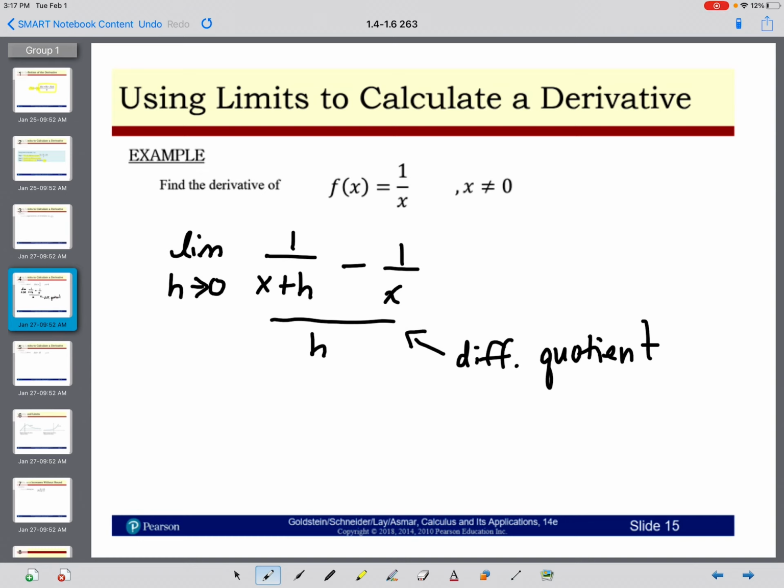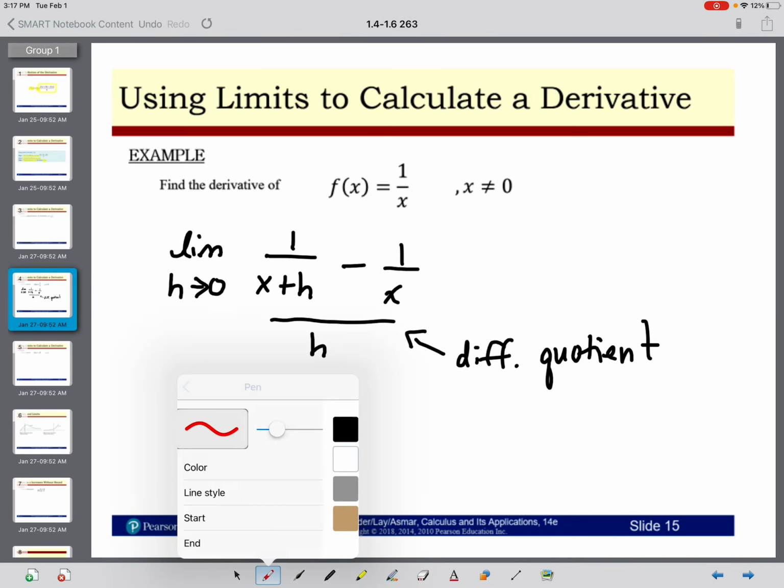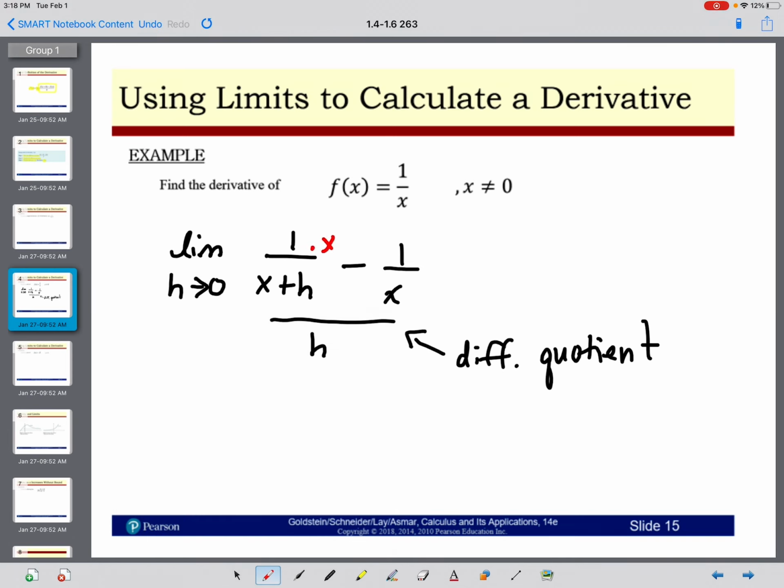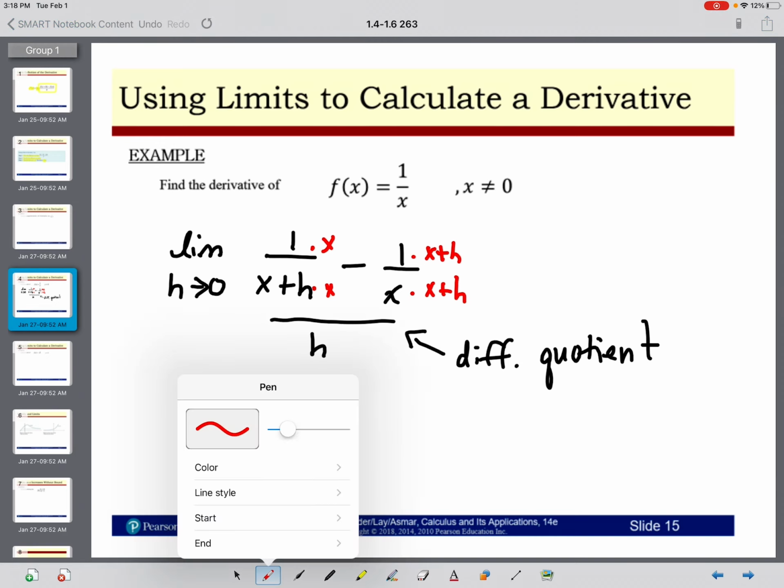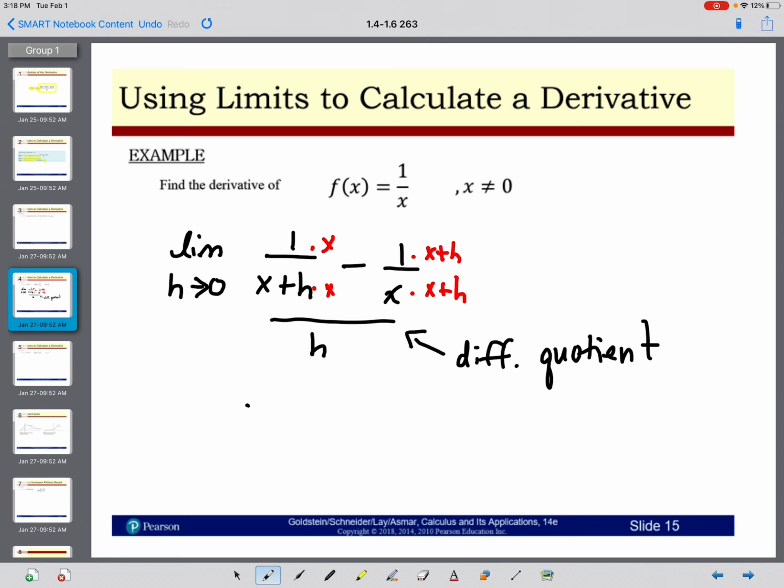Okay, we simplify that difference quotient before we take the limit, and so in the numerator we need to get a common denominator. So in doing that here, we multiply by x over x, by x plus h all over x plus h. All right, and then what we get as a result would be then x minus, we need to distribute that minus 1, minus x minus h all over x times x plus h all over h.